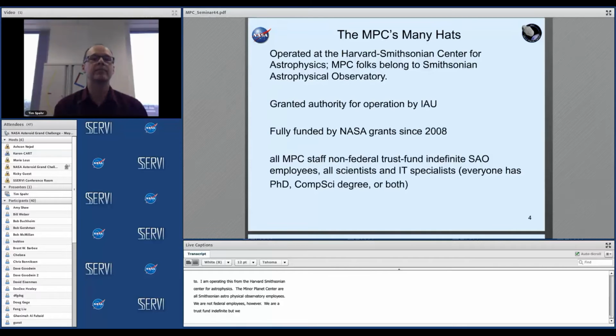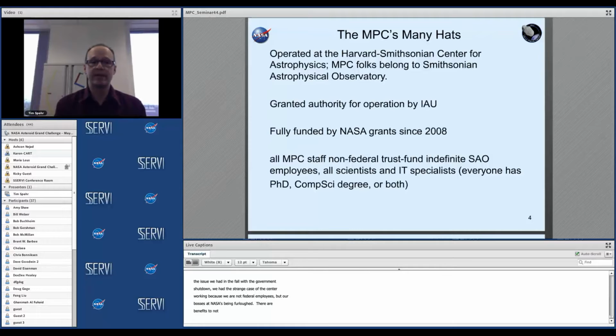If you think back to the issue we had in the fall with the government shutdown, we had this strange case of the Minor Planet Center working because we're not federal employees, and our bosses at NASA headquarters, Lindley Johnson, being furloughed. Very, very strange place to be, but there are benefits to not being federal.